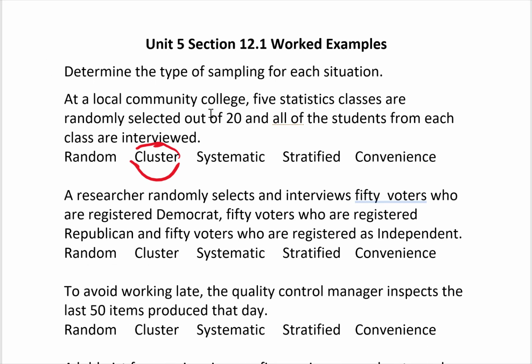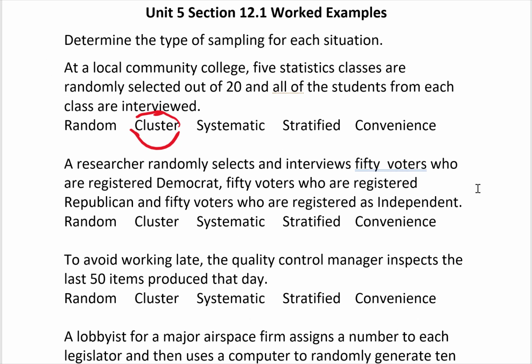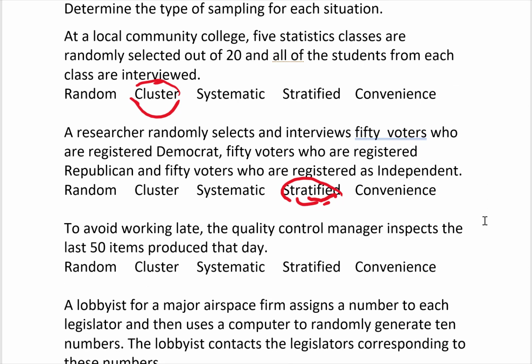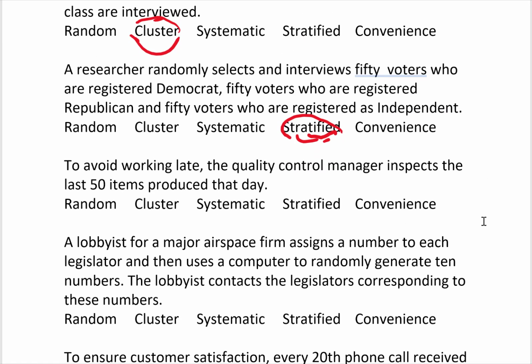sampled. A researcher randomly selects and interviews 50 voters who are registered Democrat, 50 who are registered Republican, and 50 who are registered Independent. This would be stratified sampling. The population is divided into groups that have a common characteristic, and then a random sample is taken from each of those groups, or strata. To avoid working late, the quality control manager inspects the last 50 items produced that day. This is a convenience sample. Manager took what was convenient to sample.